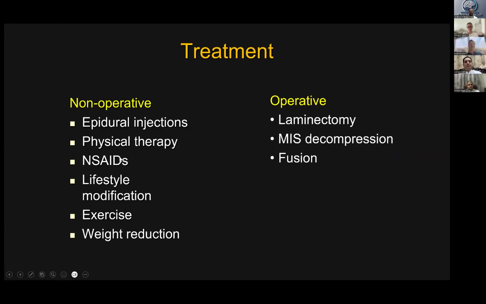And there are many non-operative treatment and operative treatment options. Non-operative treatments may be physical therapy, especially exercises, epidural injections, some painkillers, lifestyle modification, and weight reduction for obese patients.